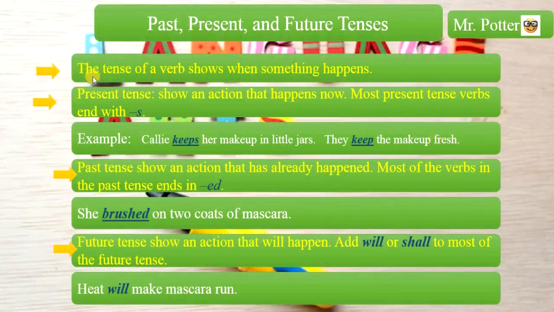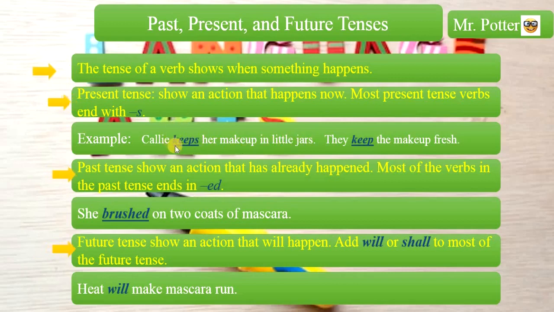Let's begin. The tense of a verb shows when something happens. First, present tense. What is a present tense? Well, a present tense shows an action that happens now. Most present tense verbs end with S. Example, Kaylee keeps her makeup in little jars. The verb in here is keeps.